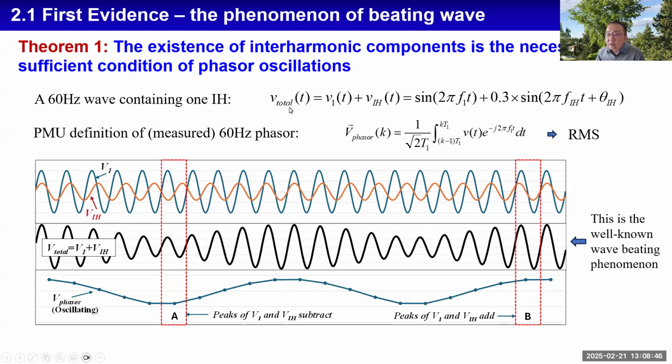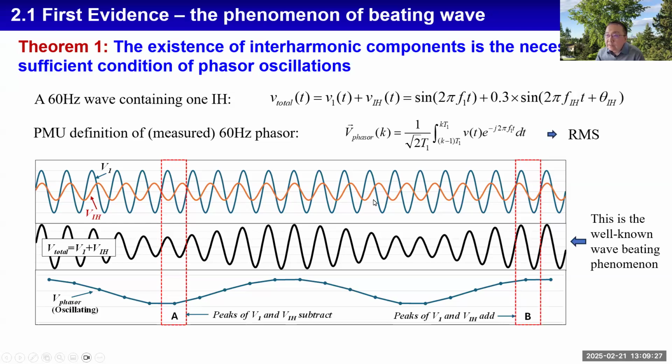Let's look at a voltage waveform, which consists of a fundamental frequency component and an interharmonic component. If you plot the waveforms together and add them, you can see this beating wave phenomenon. The beating is caused by the interharmonic's peak values not being synchronized with the fundamental frequency component. In this window, the two waveforms subtract from each other. In this window, they add together. Therefore, you have a large magnitude here and a small magnitude here.